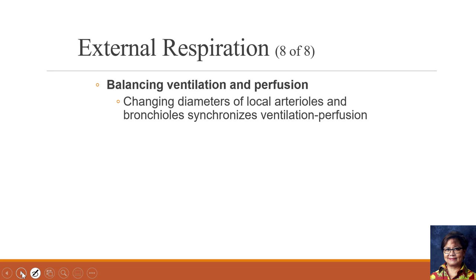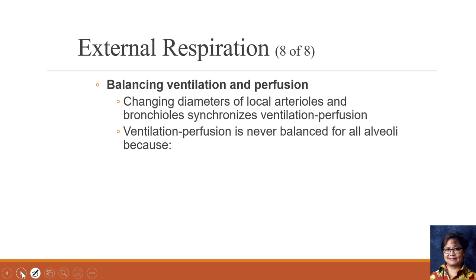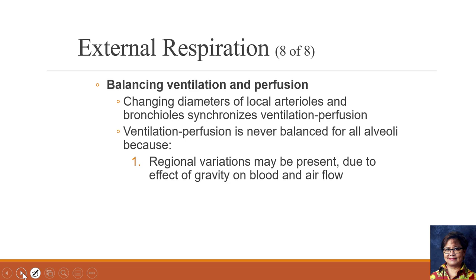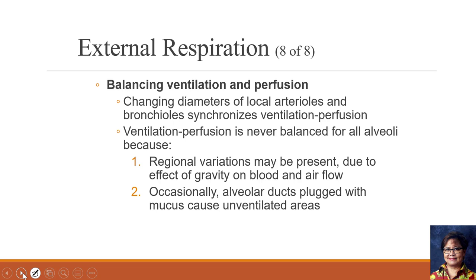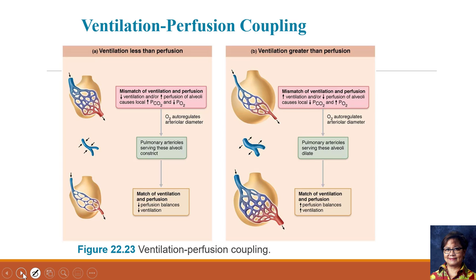Changing the diameters of both the arterioles and the bronchioles, between ventilation and perfusion, would need to be synchronized, like your ventilation and perfusion would be in synchrony. But your ventilation and perfusion are never balanced for all the alveoli because of regional variations, maybe due to gravity on blood and airflow, or occasionally alveolar ducts may be plugged with mucus, leaving certain unventilated areas.